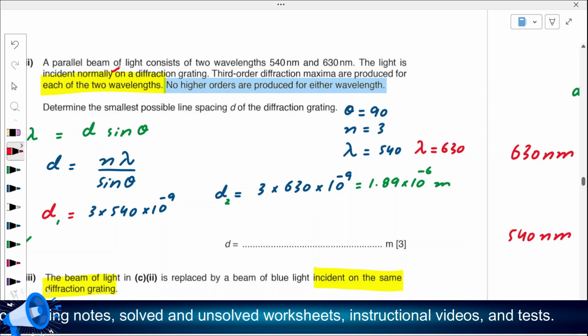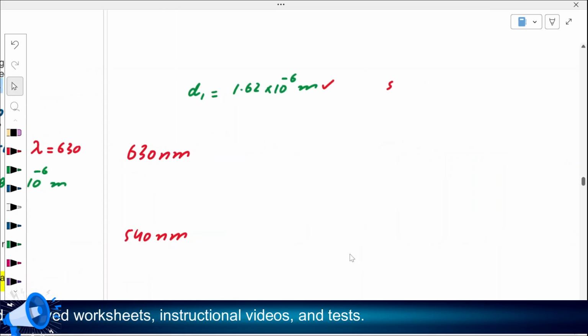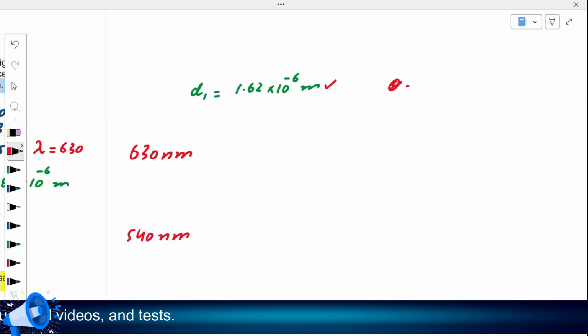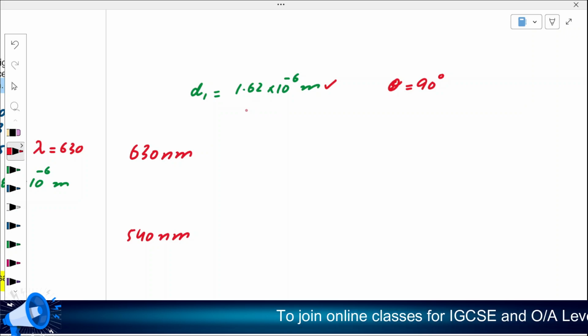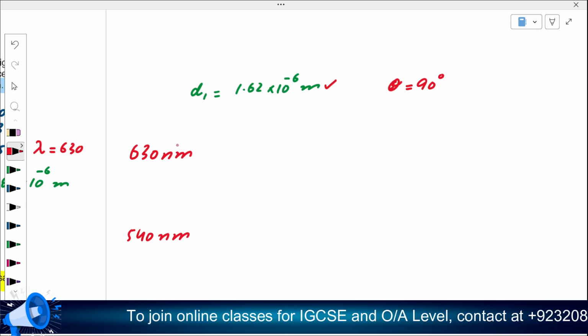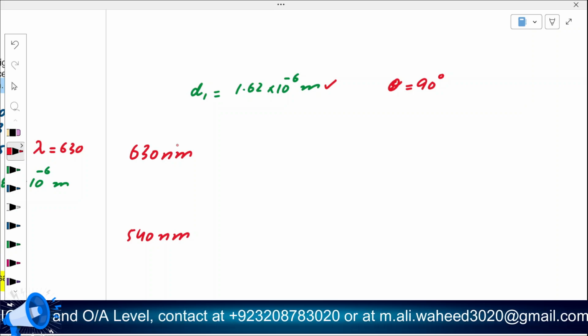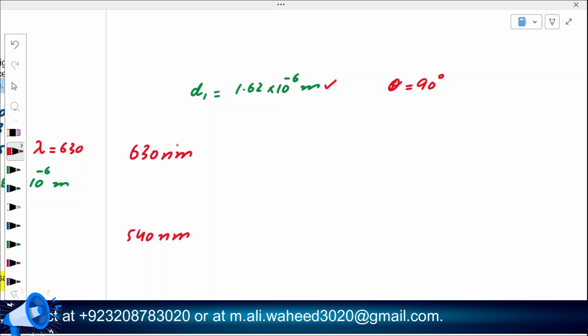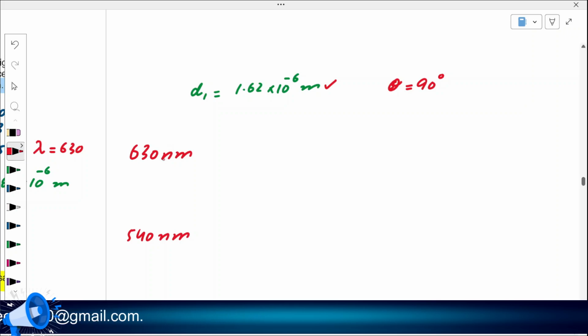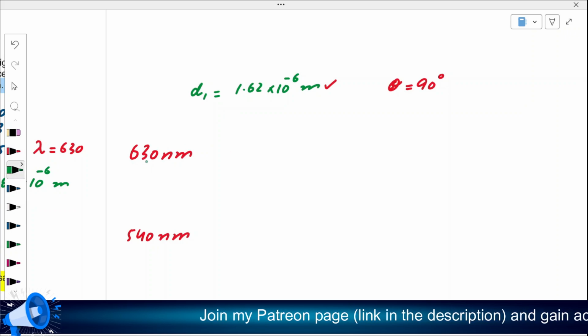Incident normally means the angle is 90. We don't have to worry about the angle. But I'll use the smallest. Let's say this is the smallest value of d. But at the same time, can it produce third order maxima? It should be able to produce third order maxima, and no higher order should be produced in the process with each of the wavelengths. So let's see which order maxima we get if we use the wavelength 630.